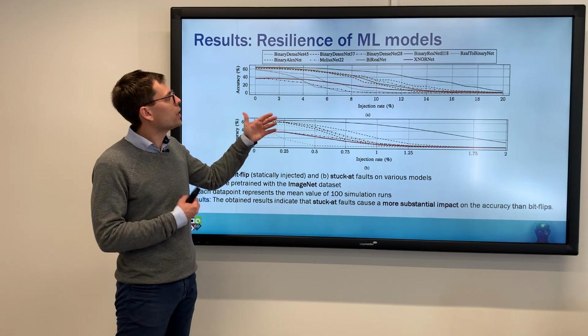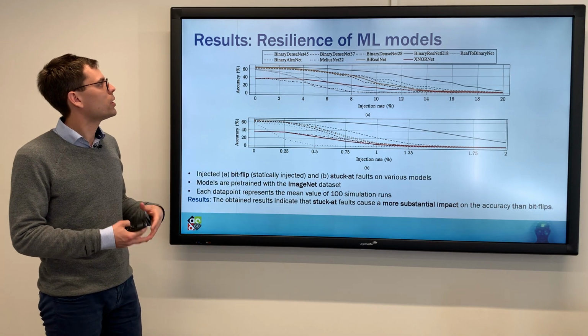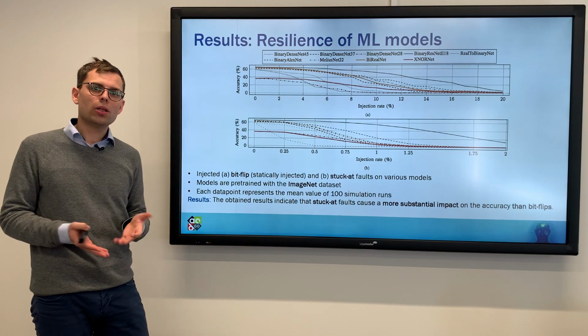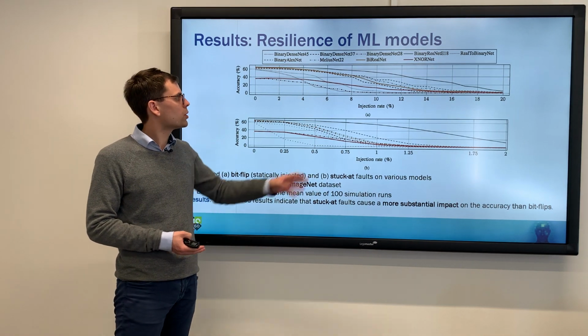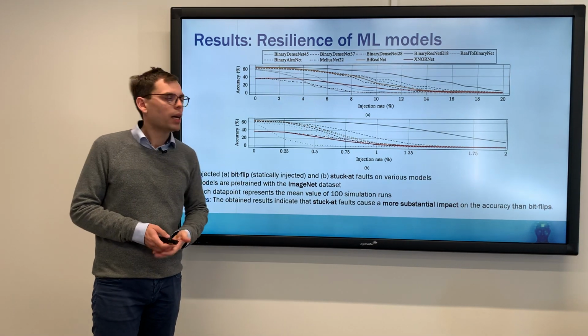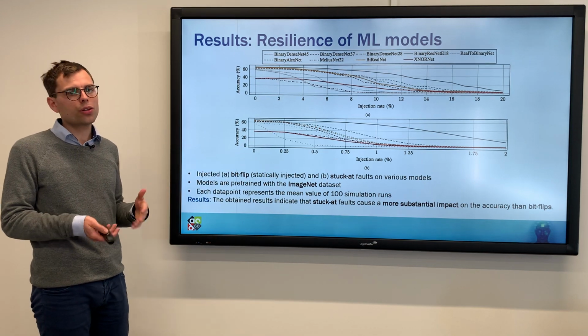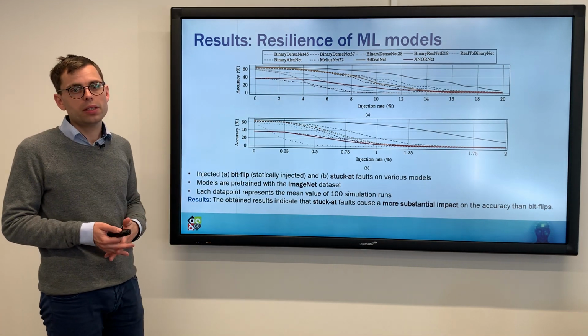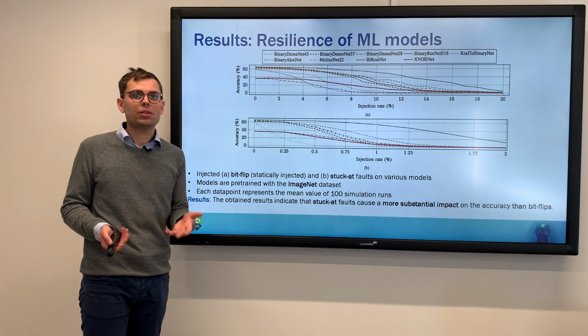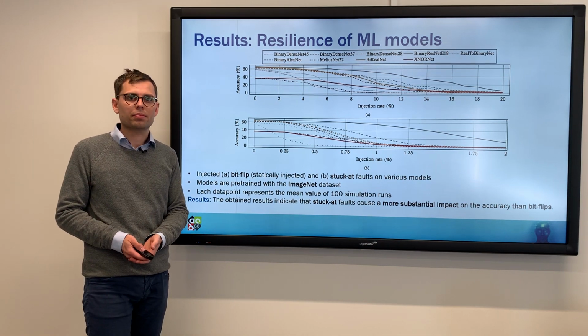And then you can also see that different models behave differently. Some are more resilient towards these faults. For instance, the ResNet model here is much more resilient. Other models are not, but this is something you can now, for the first time, evaluate fast and efficiently based on the framework we are presenting here.